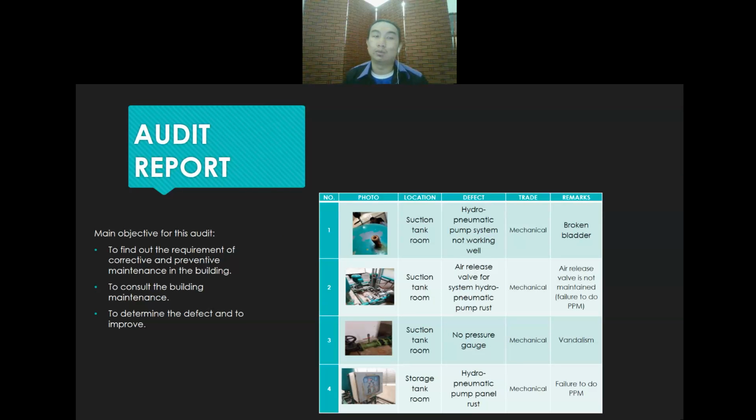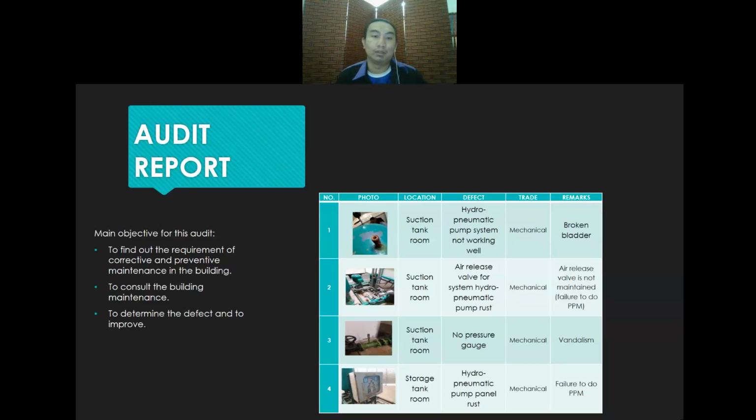Next, I would like to present the audit report. The main objective of this audit is to find out the requirement of corrective and preventive maintenance in the building. Secondly, to consult on the building maintenance, which is to give advice on the maintenance that should and should not be used, and lastly, to determine the defects and improve the defects caused in the building.